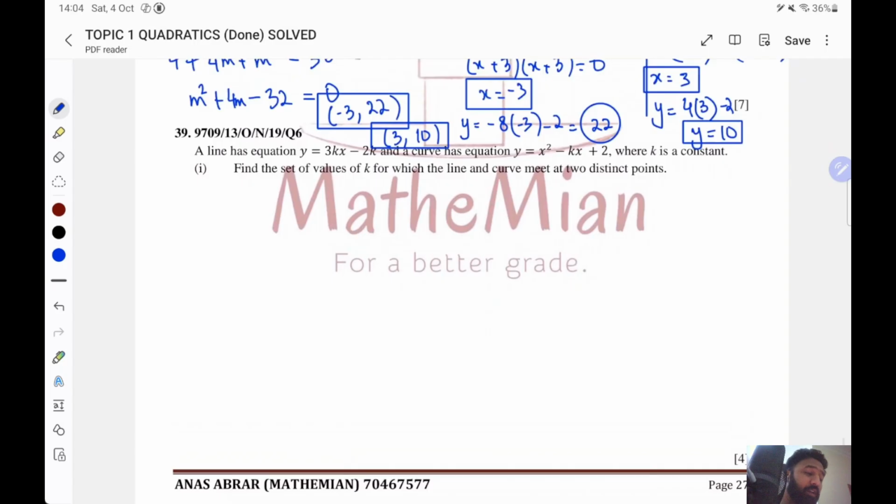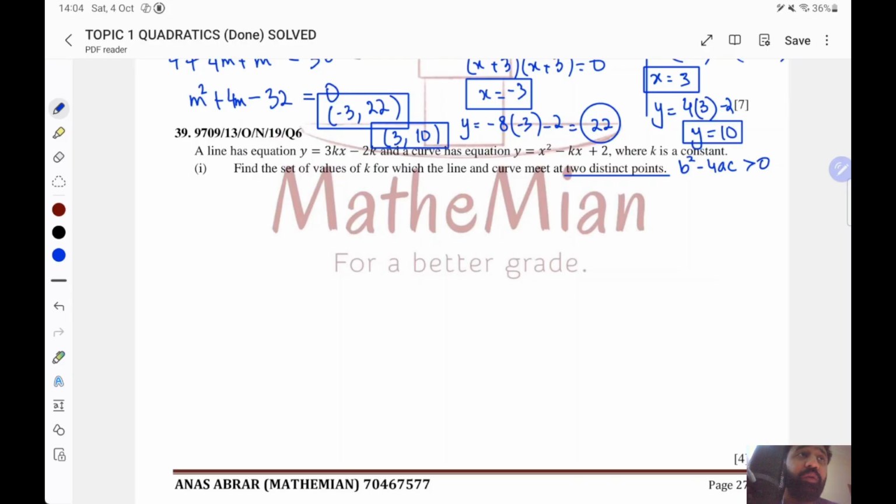Let's move to the next question, question number 39, October-November 2019, question number 6, paper 1-3. A line has the equation y equals this and the curve has equation this. Find the set of values of k for which the line and the curve meet at two distinct points. Two distinct points means that b square minus 4ac will be greater than 0.